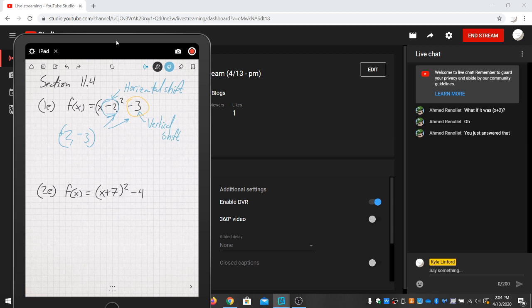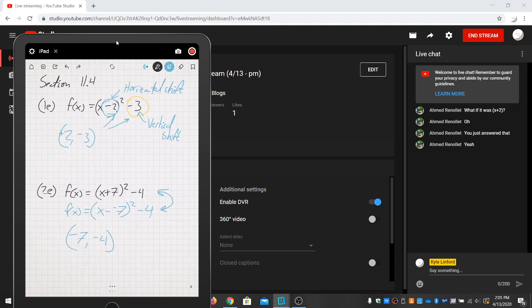Going ahead and taking a look at this example, I'm going to rewrite the second function to be f of x equals (x minus -7) squared minus 4. Okay? These are the exact same thing, right? The double negative is the same thing as a positive. So what I know here is the vertex is going to be (-7, -4). We moved over 7 units in the negative direction. So we moved 7 units to the left, and we moved 4 units down.